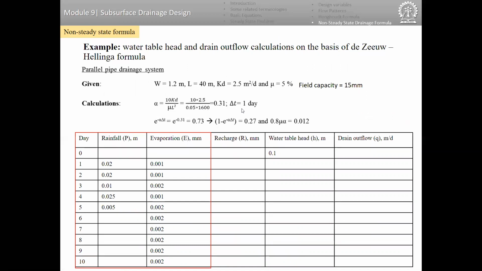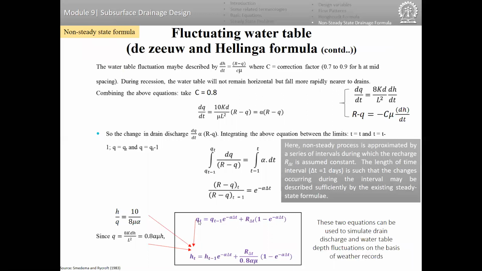Delta t is given. We can solve for each day, because these are the tabular data that is given to us. At day 0 there is no rainfall. Day 1 there is 0.02 meter rainfall. Day 2, 0.02 meter rainfall. Day 3, 0.01 meter rainfall. Evaporation values are also given in mm. We have to find the recharge, water table head fluctuation, and drainage outflow. The initial water table head is given to us as 0.1 meter. Now let's calculate the other terms that we are going to need to calculate the discharge and water table height at time t.